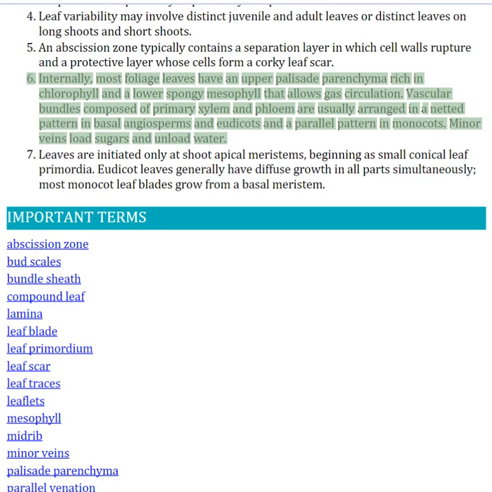6. Internally, most foliage leaves have an upper palisade parenchyma rich in chlorophyll and a lower spongy mesophyll that allows gas circulation. Vascular bundles composed of primary xylem and phloem are usually arranged in a netted pattern in basal angiosperms and eudicots and a parallel pattern in monocots. Minor veins load sugars and unload water.